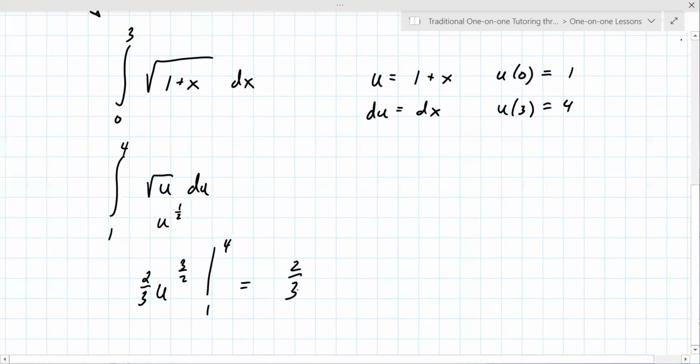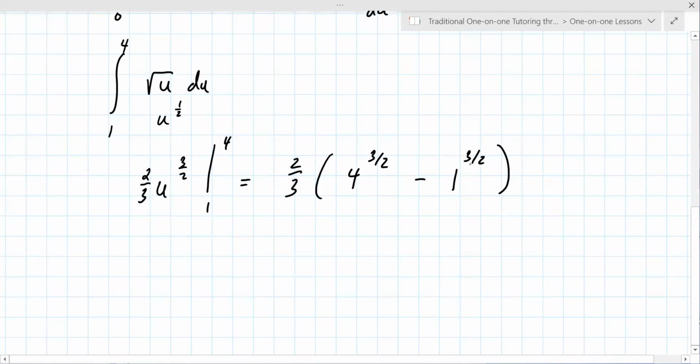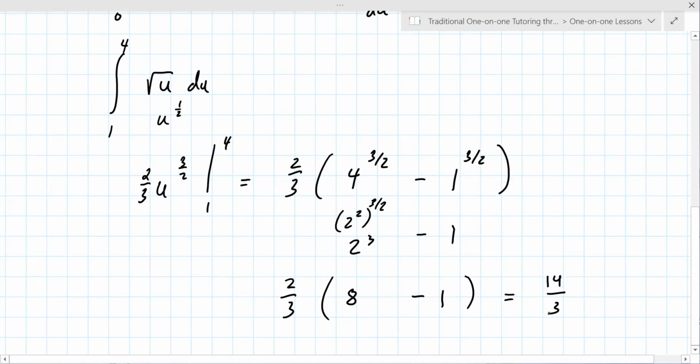So that's 2/3, 4 to the 3/2 power, minus 1 to the 3/2 power. And 1 to any power is always 1. 4 is 2 squared, to the 3/2. Just like before, exponent of exponent, you multiply, so that's 2 to the 3rd, that ends up being 8 minus 1. And you still have this 2/3 on the outside. So that's 7, 14 over 3. Okay.